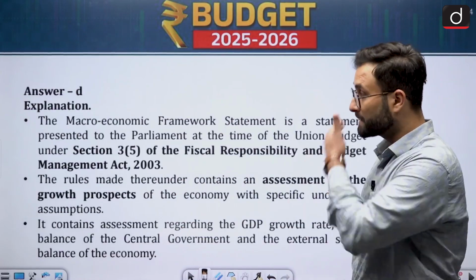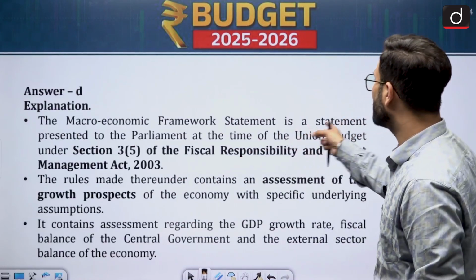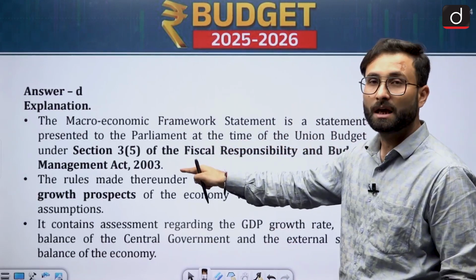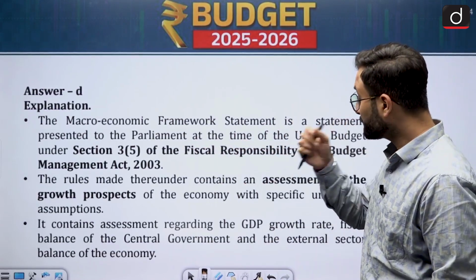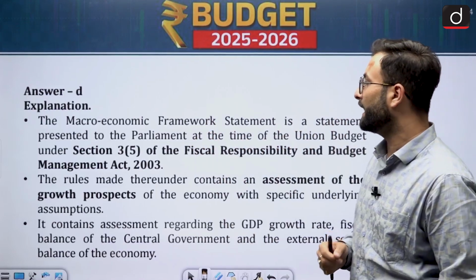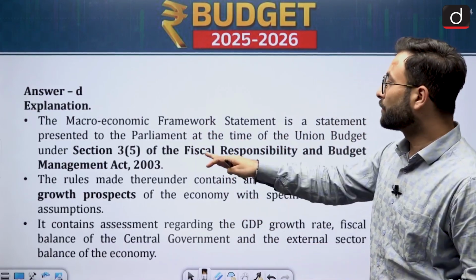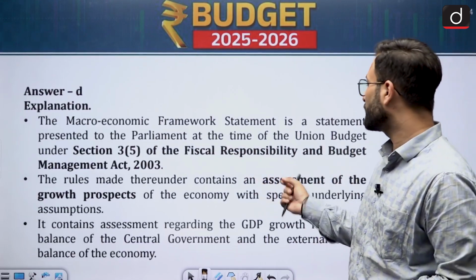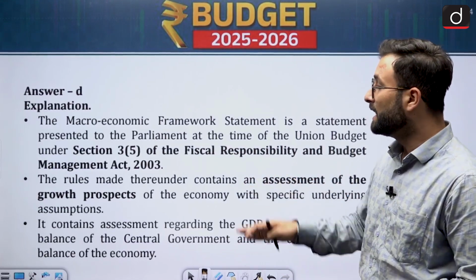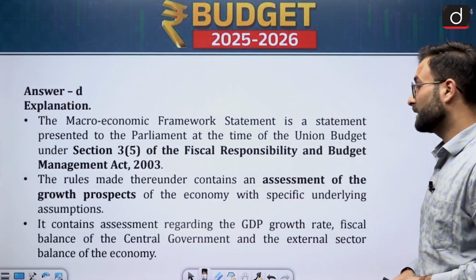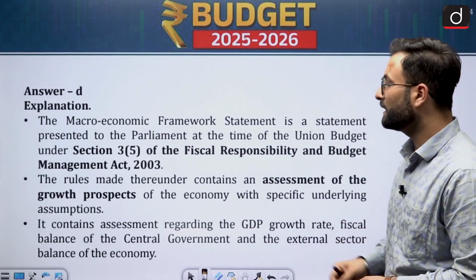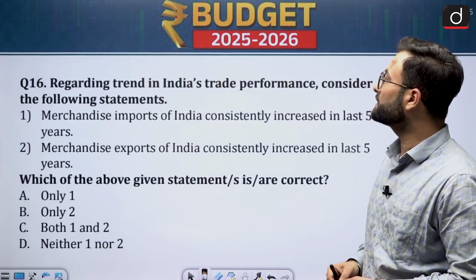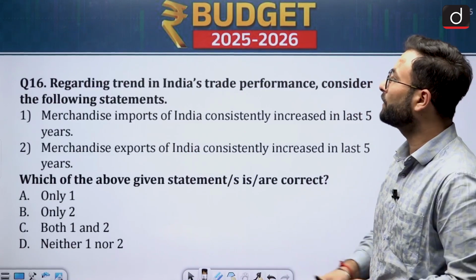Okay, so here you can see the macroeconomic framework statement is a statement presented in the parliament at the time of the union budget, under Section 3 subclause 5 of the Fiscal Responsibility and Budget Management Act 2003. The rule made under it contains an assessment of the growth prospects of the economy with specific underlying assumptions. It contains the assessment regarding the GDP growth and the fiscal balance of the central government. Okay, so that is about this. Coming to the 16th one, regarding trends in India's trade performance, consider the following statements.